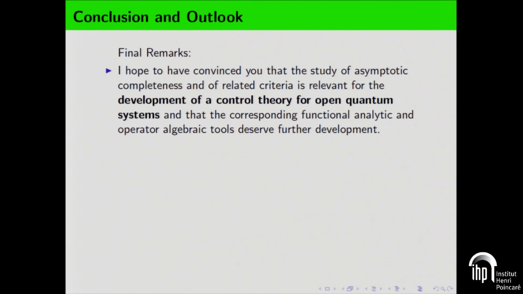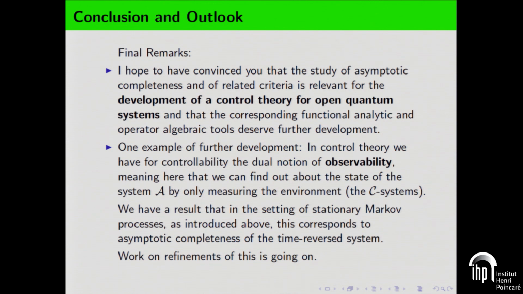This setting of noncommutative Markov processes with faithful normal invariant states is clearly not the whole story. It's just a nice situation. One example of a further development is that in control theory you're not only studying controllability, but also observability. And it's a kind of dual notion.